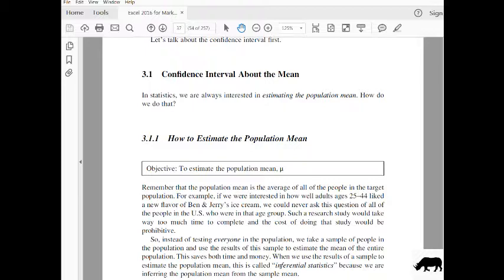Such a research study would take way too much time to complete, and the cost of doing that study would be prohibitive. So, instead of testing everyone in the population, we take a sample of people in the population and use the results of this sample to estimate the mean of the entire population. This saves both time and money. When we use the results of a sample to estimate the population mean, this is called inferential statistics because we are inferring the population mean from the sample mean.